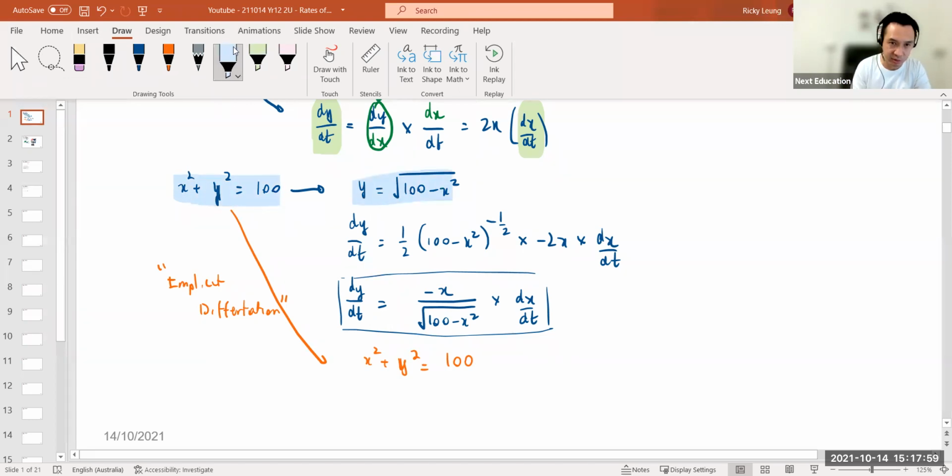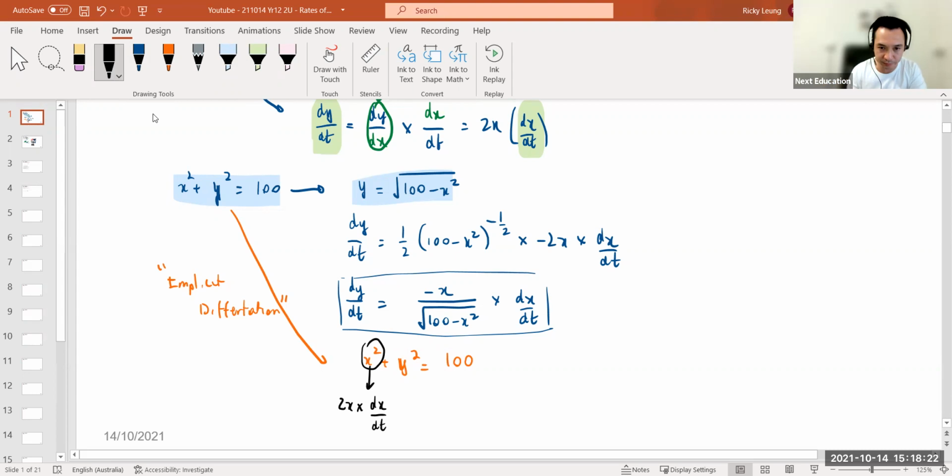I can actually just apply the chain rule to each of these individual parts, the x squared and the y squared and the 100. I apply the chain rule to each one of those. I'll show you what I mean. So for the x squared, the chain rule basically says you differentiate it like you normally do, and then you multiply that by dx dt.